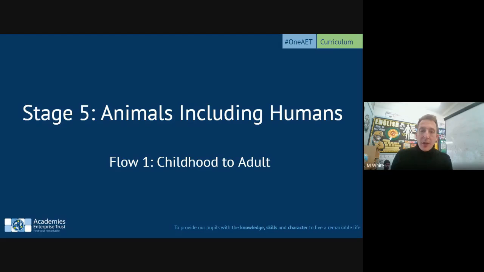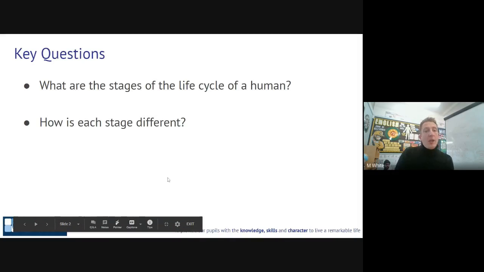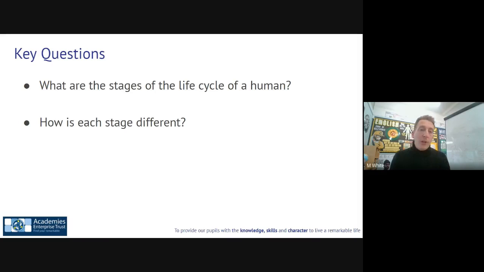So hopefully displayed on your screen now, you can see that we're going to be exploring animals, including humans. And we're going to be looking at flow number 1, which is childhood to adult. So we're going to be looking at the life cycles of a human today. Okay. So key questions, we're going to be thinking about what are the stages of the life cycle of a human and how is each stage different.